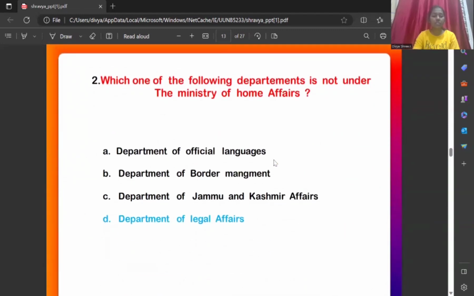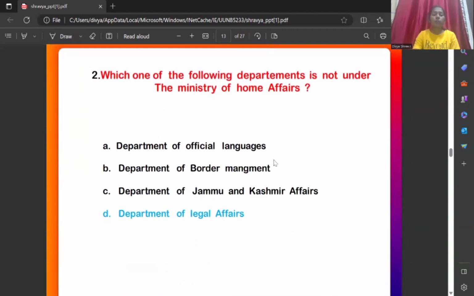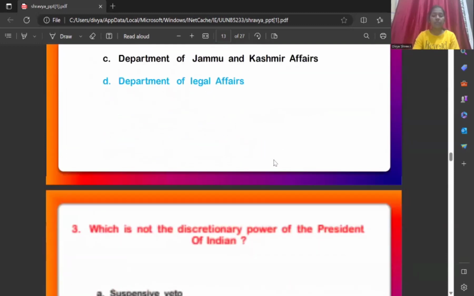When we come to the second question, which one of the following departments is not under the Ministry of Home Affairs? The options are: option A is Department of Official Languages, option B is Department of Border Management, option C is Department of Jammu and Kashmir Affairs, and option D is Department of Legal Affairs. The correct option is D, that is Department of Legal Affairs.